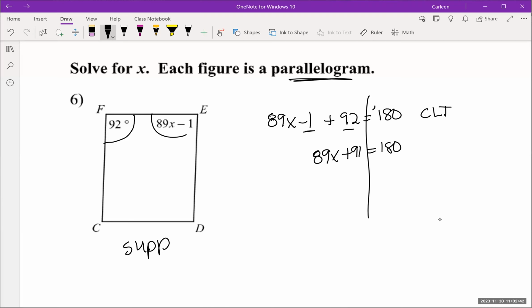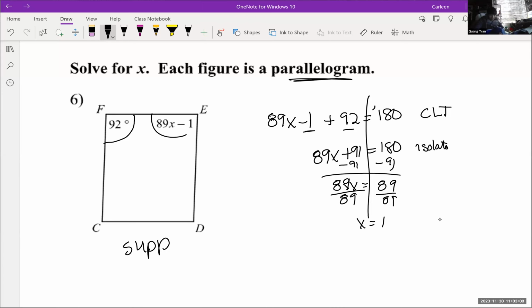Okay, so isolate. 89x is equal to, this is 89, right? Divide by 89. X equals 1. Okay, there we go. Thank you.